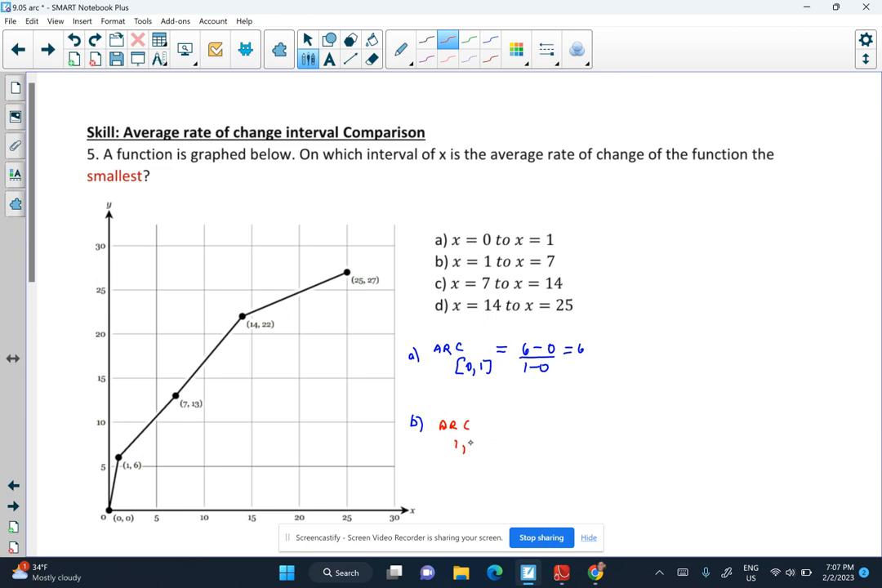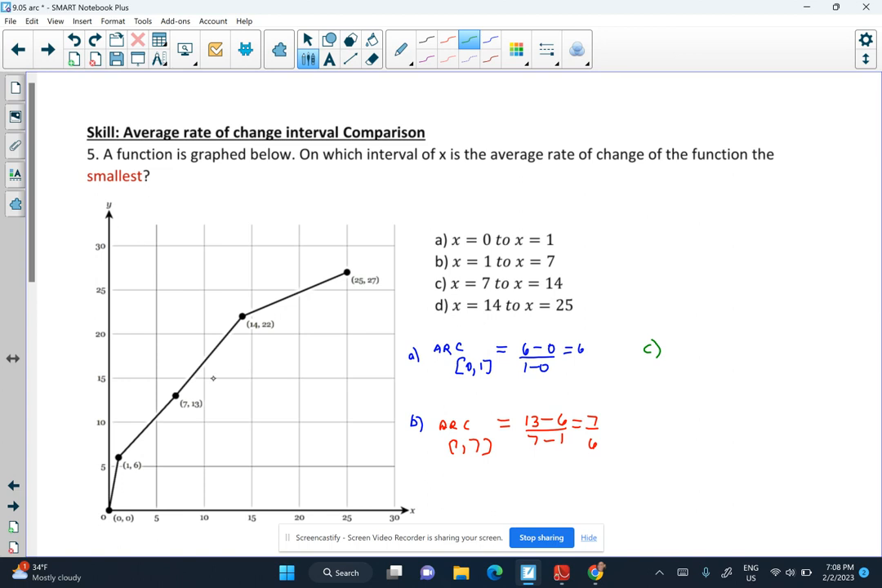And B, I'll switch colors. You're going from 1 to 7. Again, y goes on top, so it's the y first. So that's going to be the points (7, 13) and (1, 6). That's 13 minus 6, y's are on top, over 7 minus 1. So that's 7 over 6.